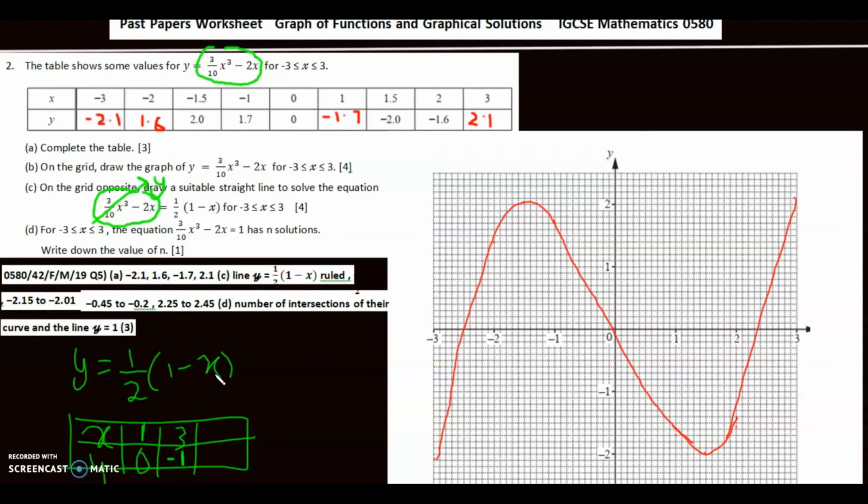Okay, now let's take minus 3. When x is minus 3, 1 minus minus 3 becomes 4. 4 upon 2 is 2. So now I'll plot these points.